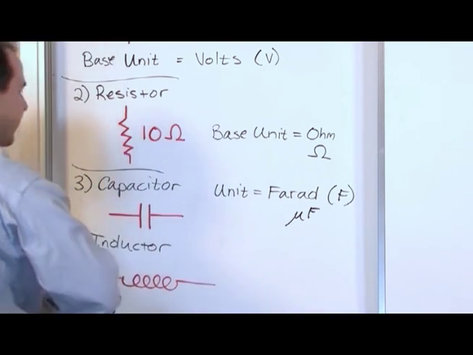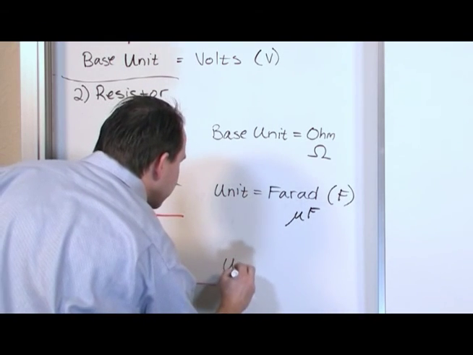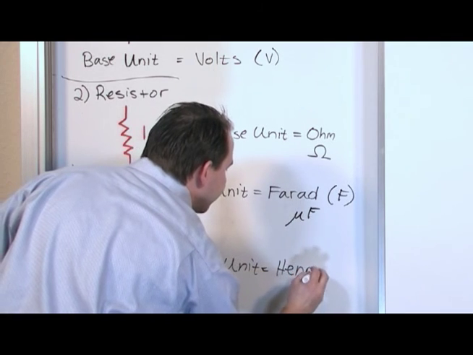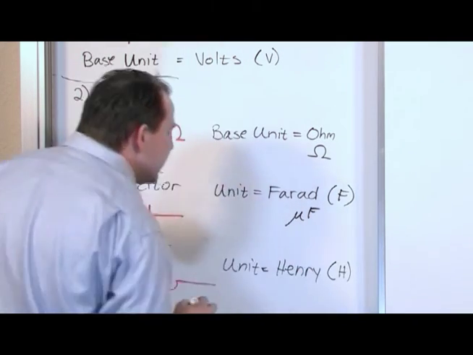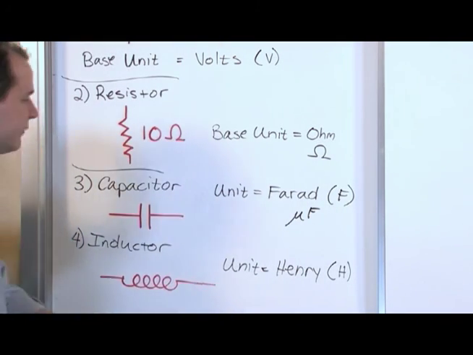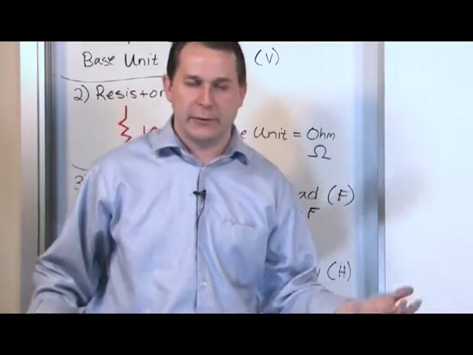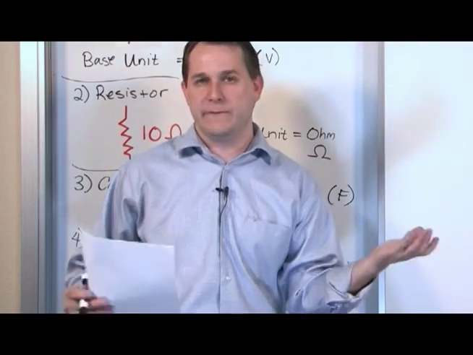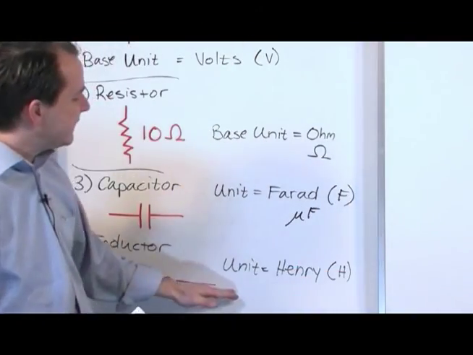And the units of an inductor is the Henry. And you'll see that as H, the Henry. Now, of course, you might have microhenries, millihenries, nanohenries, kilohenries, you might have different modifications to the base unit for the metric system. But the base unit is a Henry.